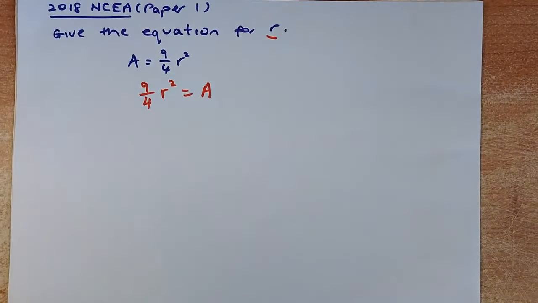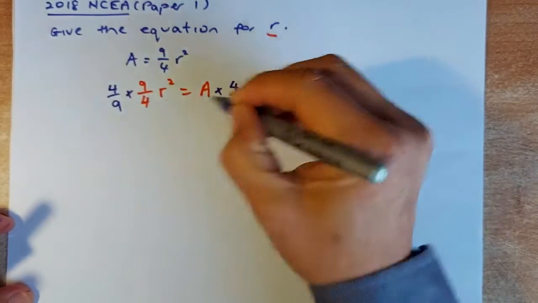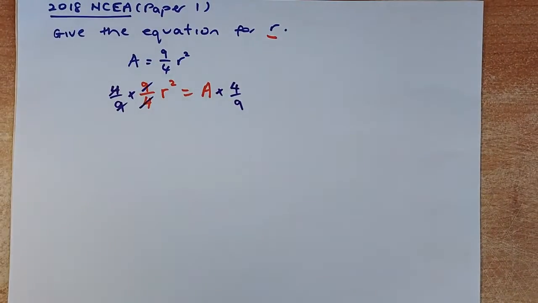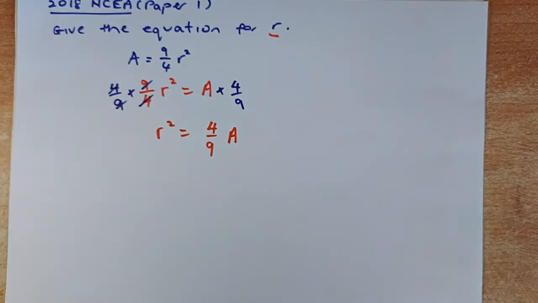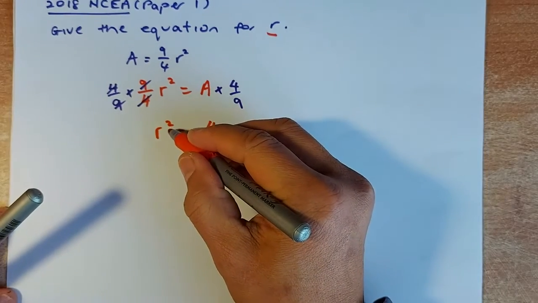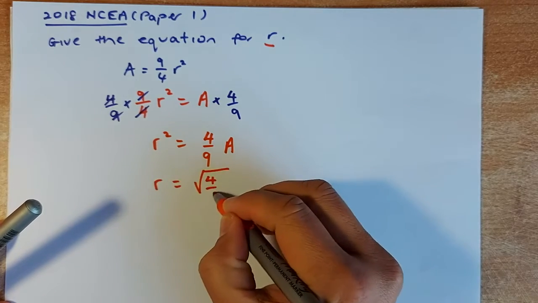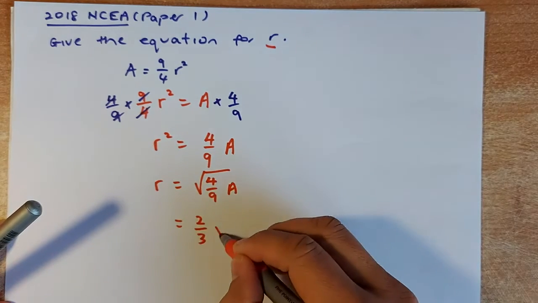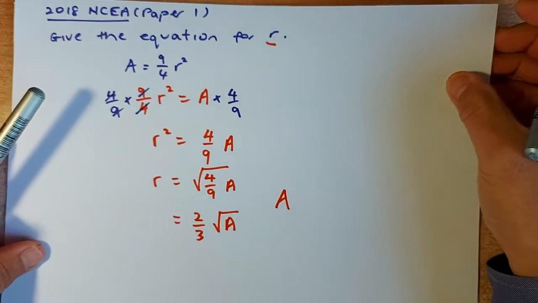Now, you need to get rid of 9 over 4. The reverse of 9 over 4, you have to multiply by 4 over 9. Because when you multiply them, if you put in your calculator 4 over 9 times 9 over 4, they will cancel out and that will become 1. So what's left is R squared equals 4 over 9 A. And then the next step, you need to get rid of the square. The reverse of a square is the square root. So R equals the square root of 4 over 9 A. Or if you know that the square root of 4 over 9 is 2 over 3, that is also acceptable. So both of them will give you an Achieved in NCEA level 1.